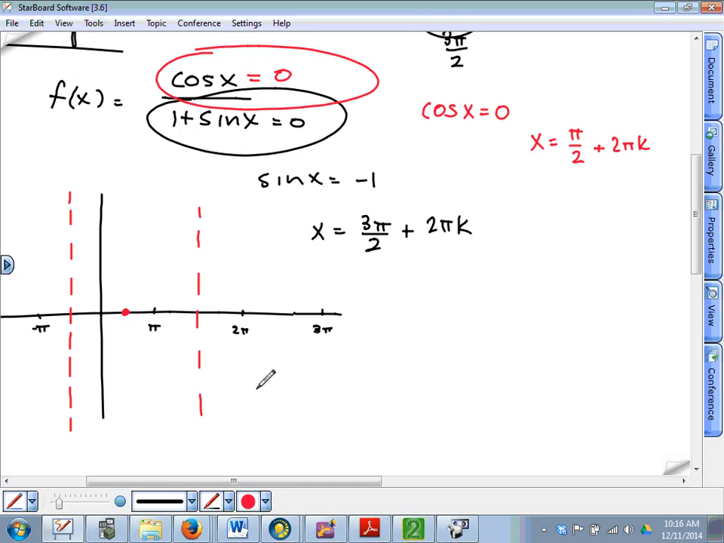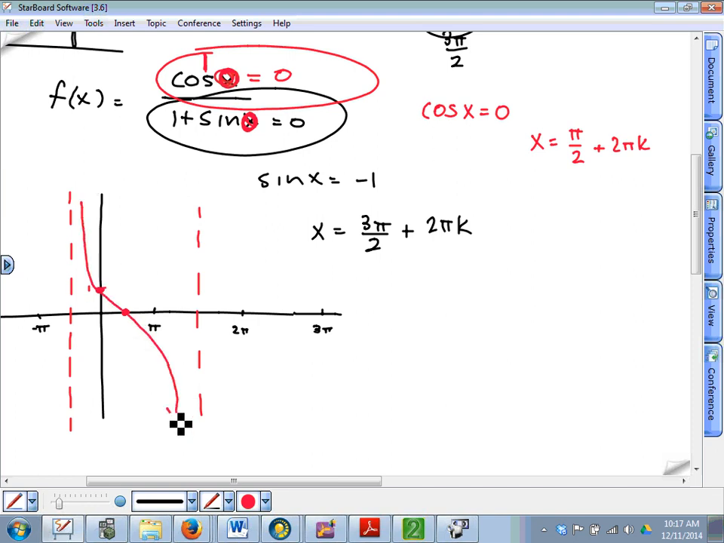That's a good point. What else could we easily find? What if we let x equal 0? What would we be finding in that case? A y-intercept. What's the cosine of 0? Cosine of 0 is 1. What's the sine of 0? 0. So 1 plus 0 is 1, and 1 divided by 1 is 1. So we know that there's a y-intercept at 1.